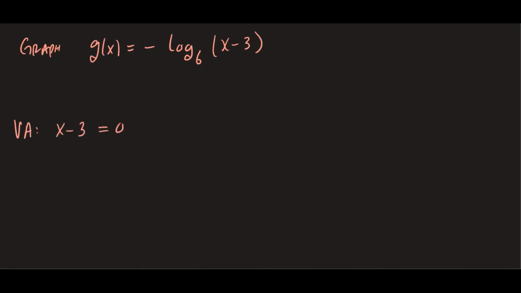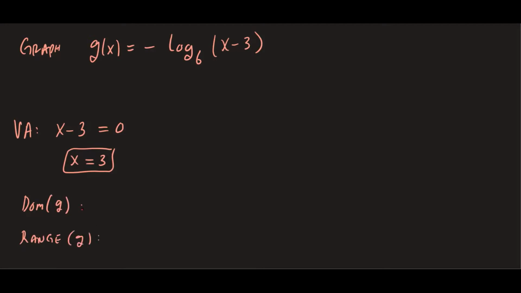So let's try this one. Let's try to graph the function, say g of x, which is equal to negative log base 6 of x minus 3. So let's go ahead and do the same thing. We're going to find the vertical asymptote first, and then we'll apply transformations. For the vertical asymptote, we take what's inside the logarithm, x minus 3, and set it equal to 0. So we have x equals 3 as the vertical asymptote. And then we'll figure out the domain and range of g from our sketch.